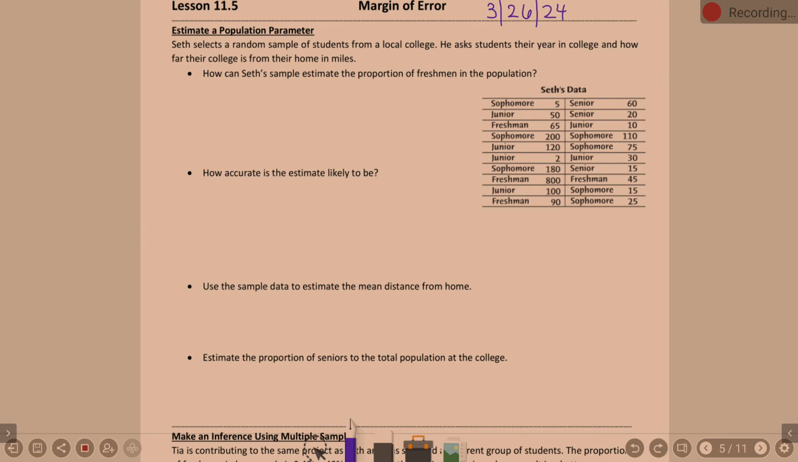So, first question. Some of these we have answers, sometimes we're more discussing. How can Seth's sample estimate the proportion of freshmen in the population? So this is a sample of the students at his college. How can he use this sample here to estimate the proportion of freshmen at his college? Any thoughts on what we could do here?